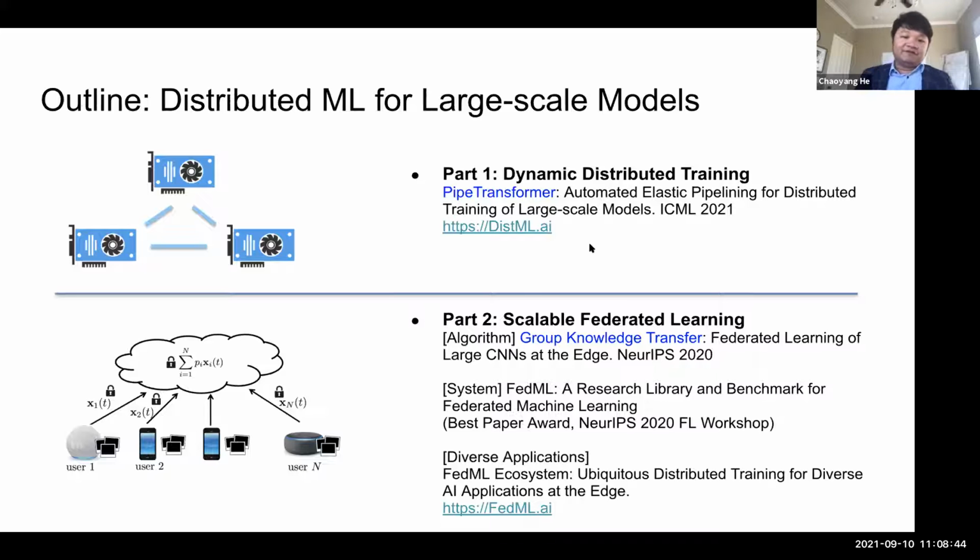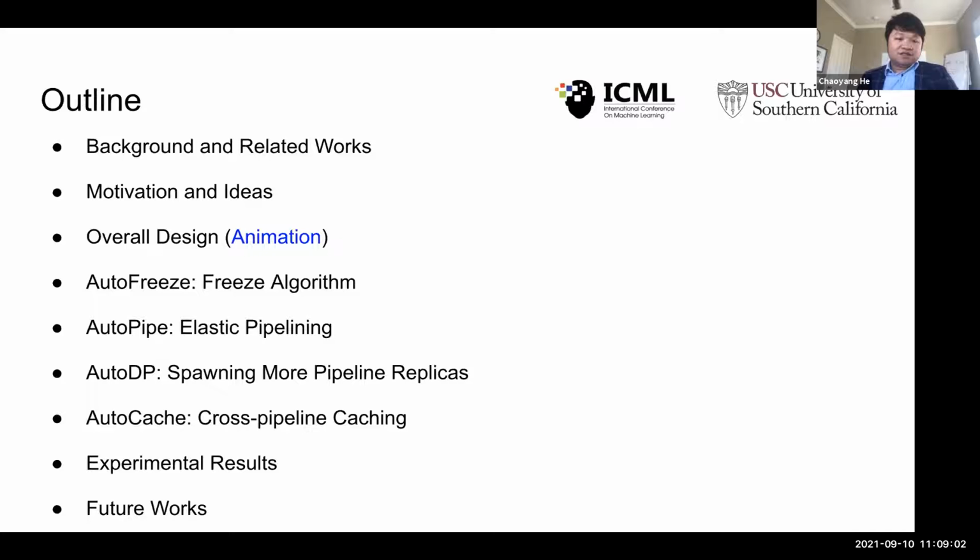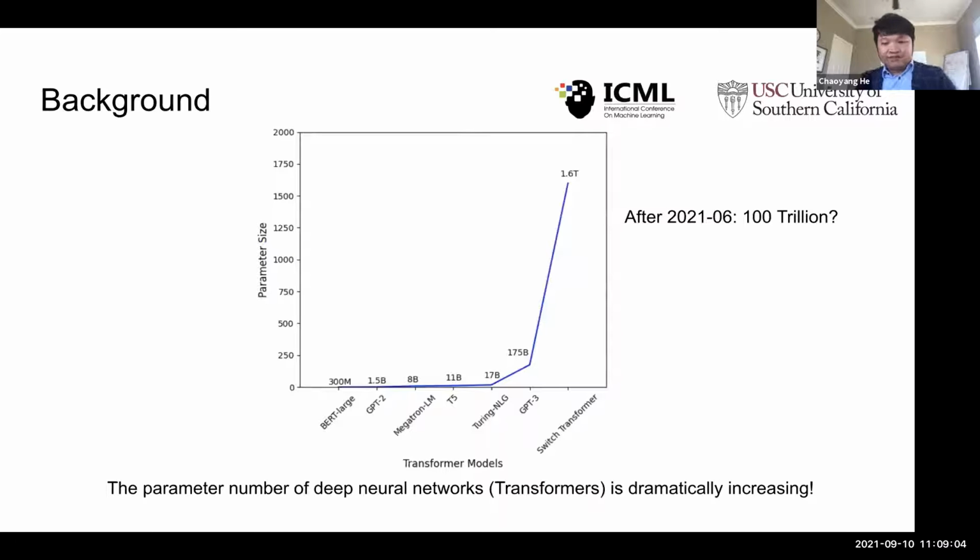First, let's dive deeper into distributed training. In dynamic distributed training, I'm thinking about how to automate elastic pipelining. This is a paper collaborated with the PyTorch distributed team, and we also do some federated learning exploration with them. Let's first look at the background. As I just mentioned, the parameter size has already scaled up to the trillion level, and maybe this year people may scale up the parameter size to even 100 trillion. Sorry.